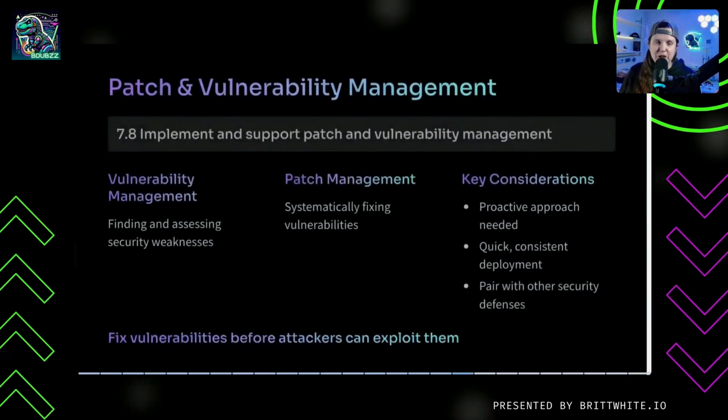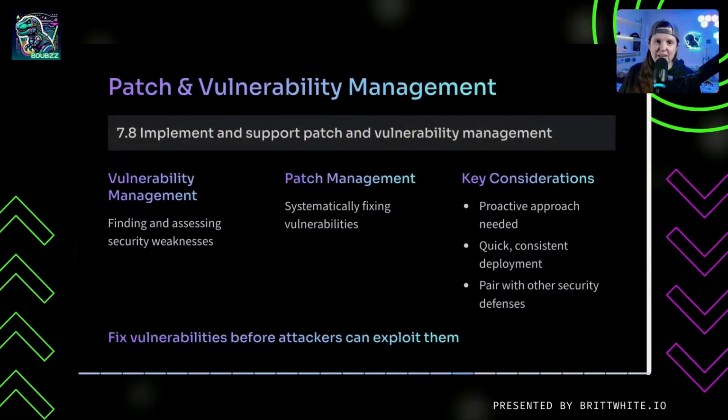Now diving into Objective 7.8, implement and support patch and vulnerability management. This breaks down into two key components: vulnerability management, which is finding and assessing security weaknesses, and then patch management, which is systematically fixing them.